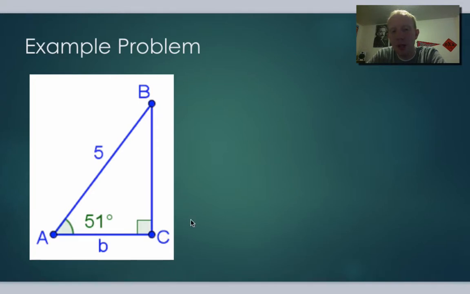Okay. Now, you may be tempted to say, oh, we can just use the Pythagorean theorem. But we only have one side, right? We need to have two sides in order to use the Pythagorean theorem. So we only have one side, we can't use that, okay? But we do have this angle right here. So we need some way to connect angles to the side lengths, okay? And that's where trig ratios are going to come into play.